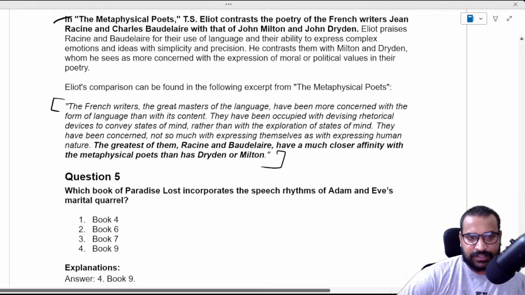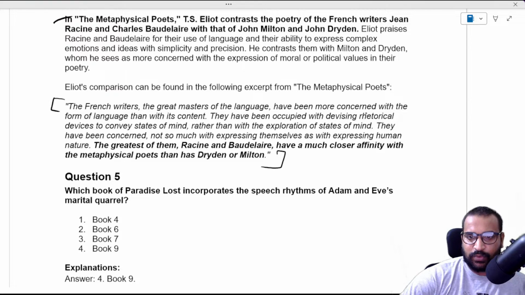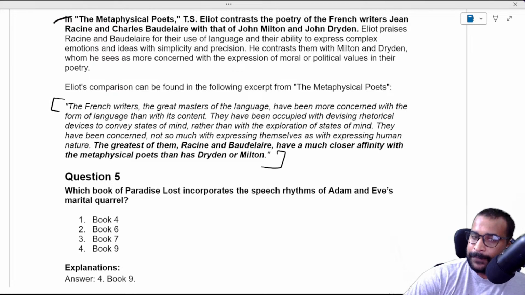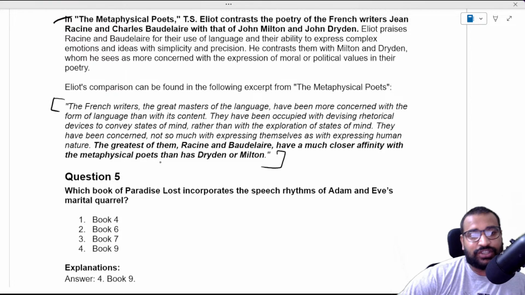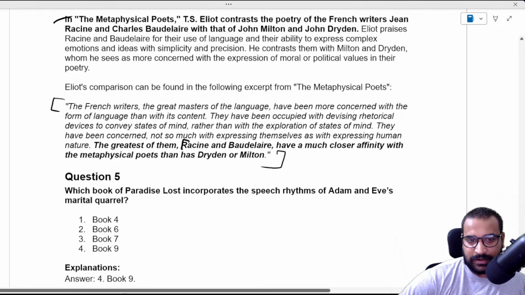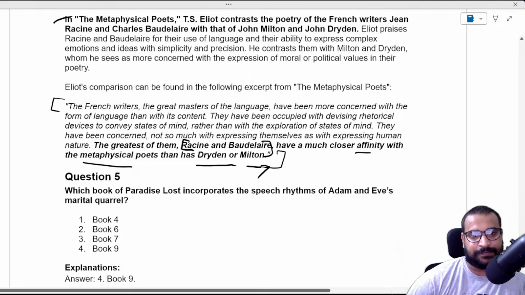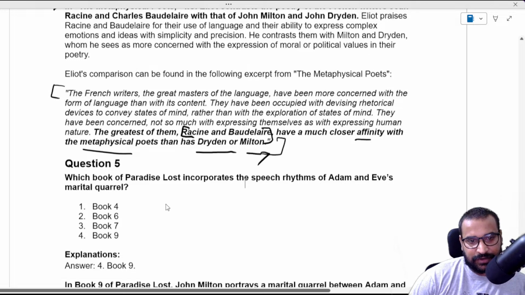The French writers, as you know, the great masters of language, have been more concerned with the form of language than with its content, and they have been occupied with devising rhetorical devices to convey states of mind, rather than with the exploration of states of mind. They have been concerned not so much with expressing themselves as with expressing human nature. So the greatest of them, remember, Racine and Baudelaire, have a much closer affinity with the metaphysical poets, unlike Dryden and Milton. I hope it's clear to everyone.